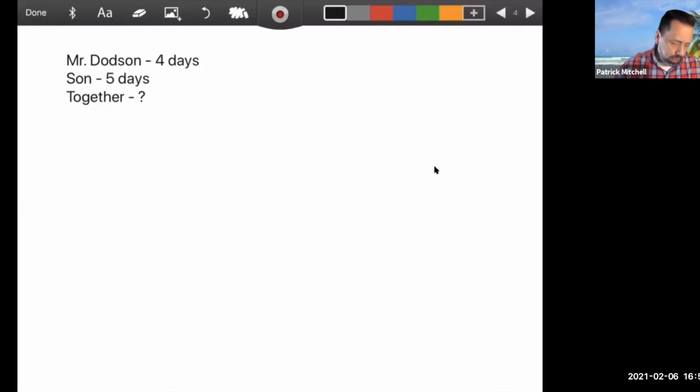Okay, here we go. So letter A, this was the one about Mr. Dodson and his son painting the house. I remember the very first time I ever taught this kind of problem. I really liked the way that the book I was using explained it. They started by talking about some wrong ways to do the problem. So the first wrong way would be to say, okay, well, it takes Mr. Dodson 4 days. It takes the son 5 days. Therefore, it takes Mr. Dodson plus his son 4 plus 5 days. It takes them 9 days.